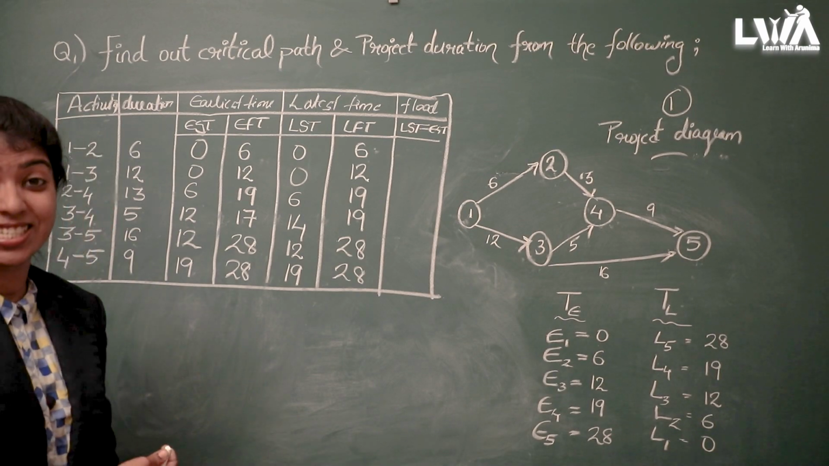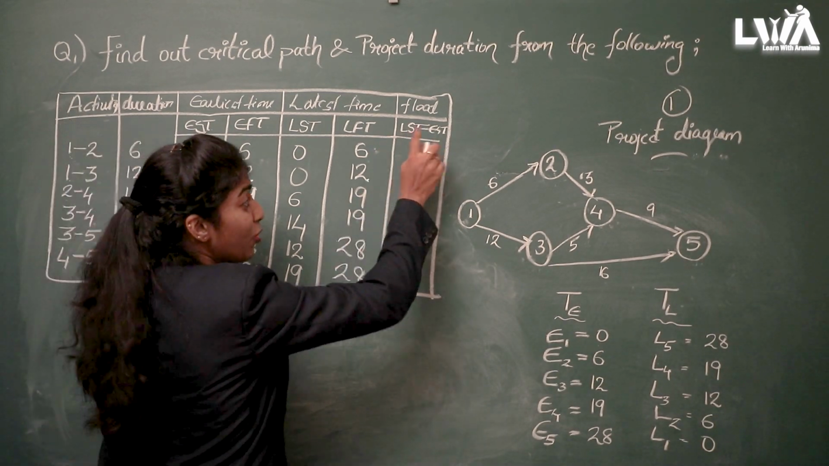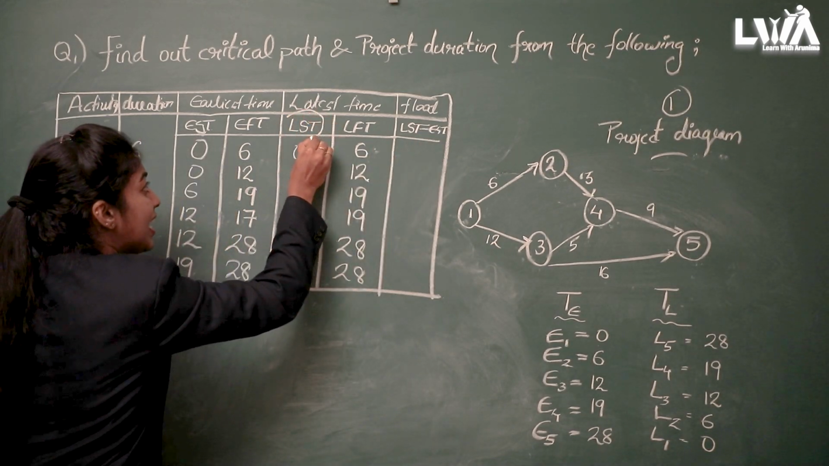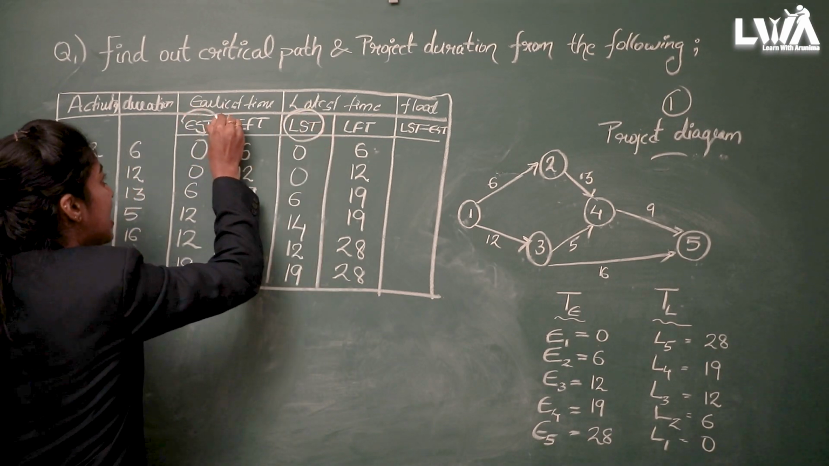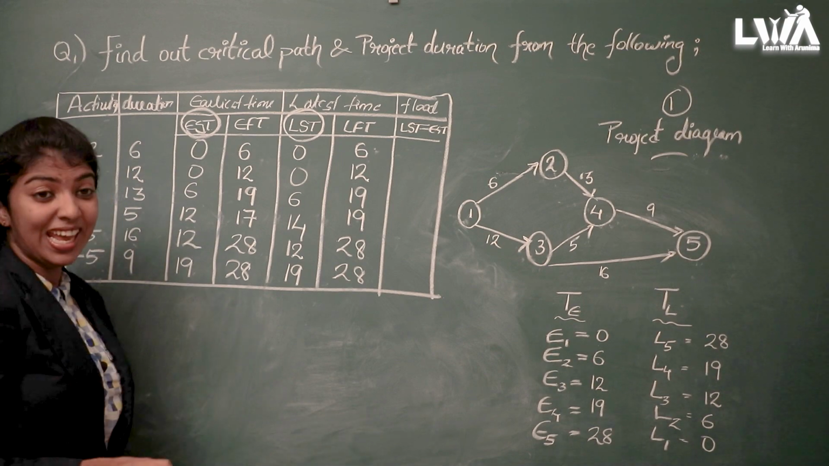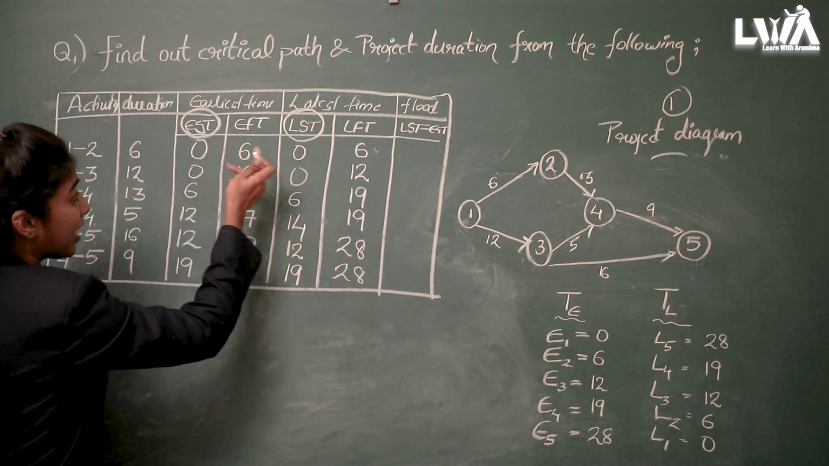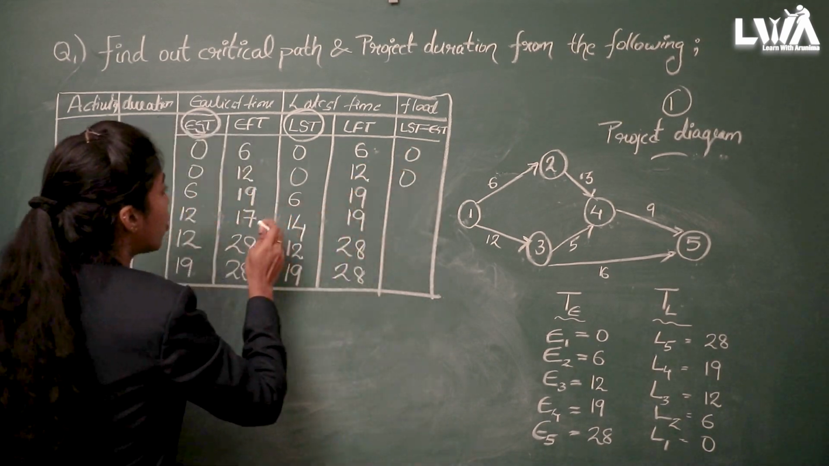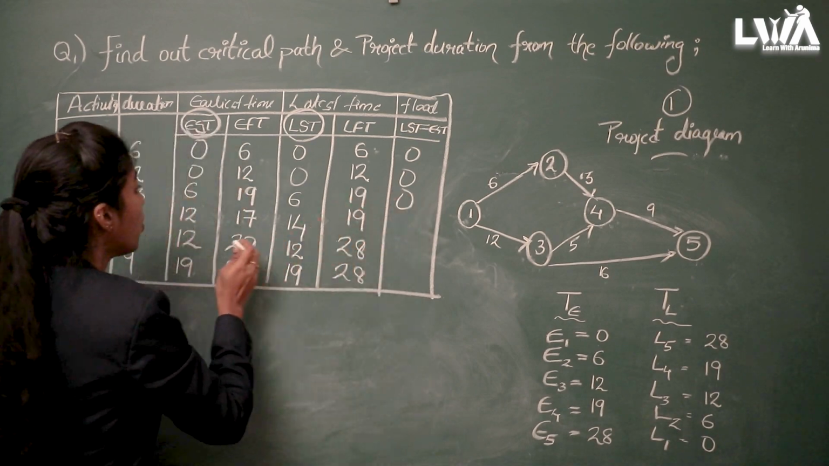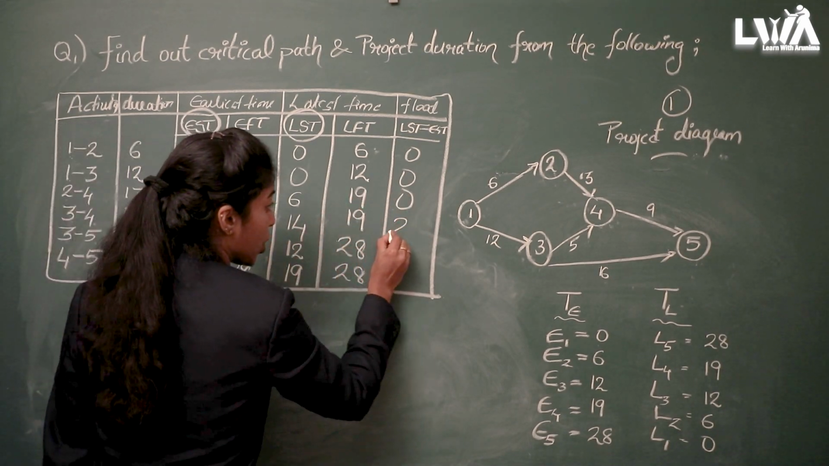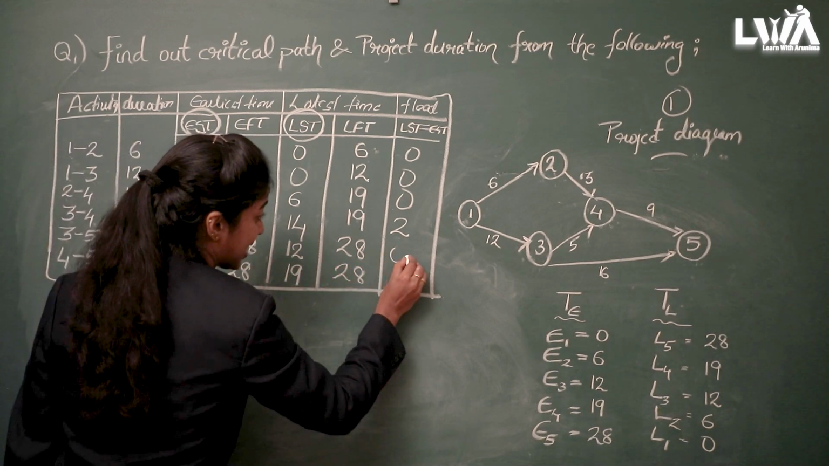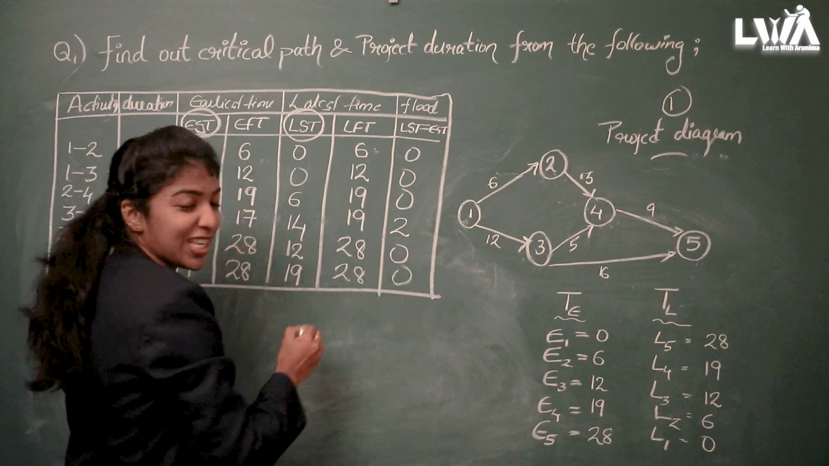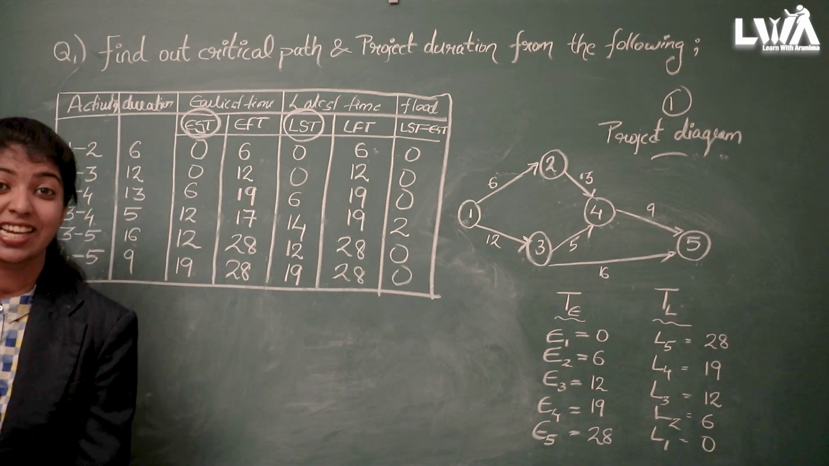Okay. Next step is to find the float. The formula for finding the float is LST minus EST. Just we can do LST minus EST. 0 minus 0, 0. 0 minus 0, 0. 6 minus 6, 0. 14 minus 12, it is 2. 12 minus 12, 0. 19 minus 19, it is 0. So our table is completed.